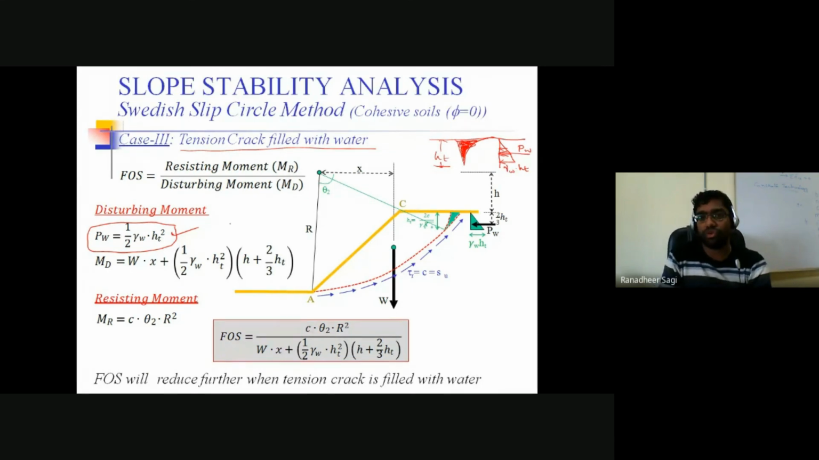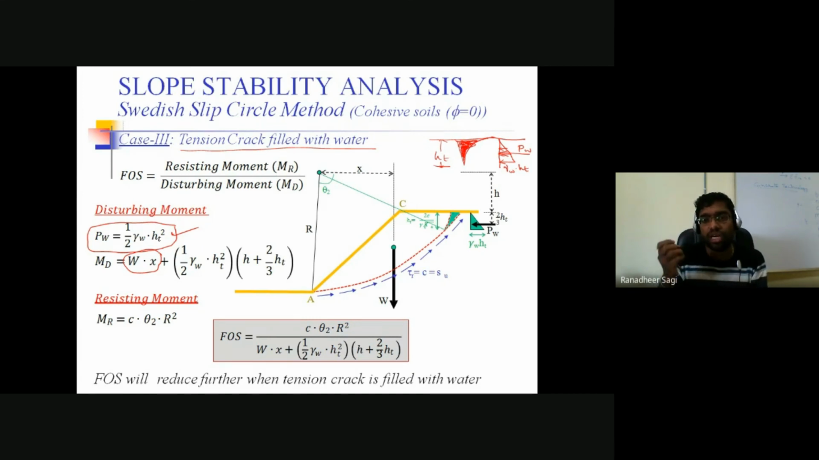Now, once I know the force, the so-called PW force, how much additional moment is it generating to cause the driving in the soil? Already W into X or W into X bar was the moment you have talked about, which you called the driving moment because of the weight or weight component of the soil. That driving moment is coming into the picture.